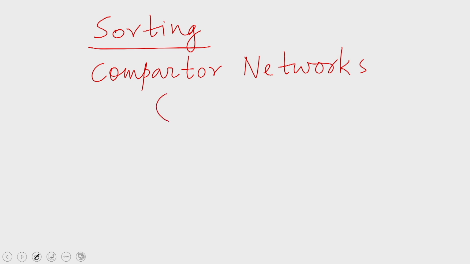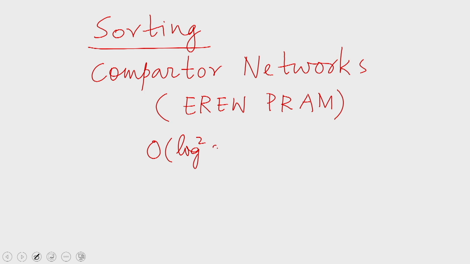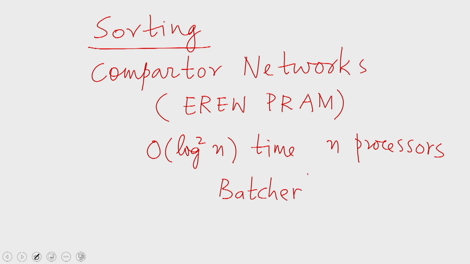We saw that algorithms that we design for comparator networks can be simulated on ER-EW PRAMs for the same time complexity and processor complexity. We designed two algorithms that run in order of log squared n time using n processors. That is, the complexity of the algorithm was order of n log squared n. These algorithms are due to Batcher. They were the odd-even merge sort and the bitonic merge sort.